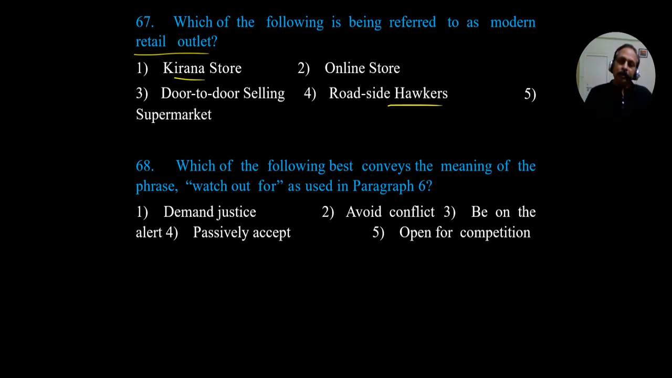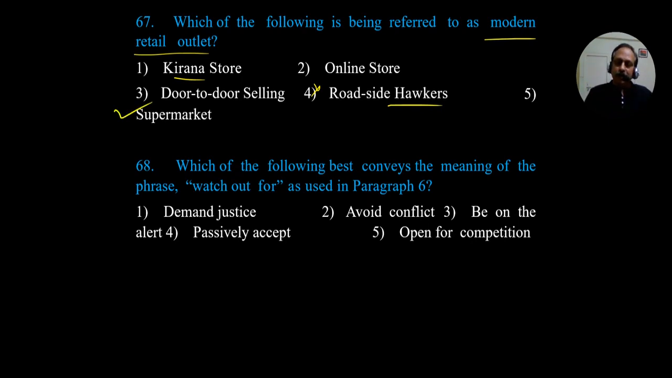Hawkers, two meanings. They move from one place to another place selling the stuff. Another meaning, they are at one place, they shout and sell the stuff, 20 rupees or 30 rupees, whatever. They are known as hawkers, roadside hawkers. Not correct. Which of the following is being referred to as modern retail outlet? Obviously, it is a supermarket. Sheer common sense, you don't have to read the passage for that.